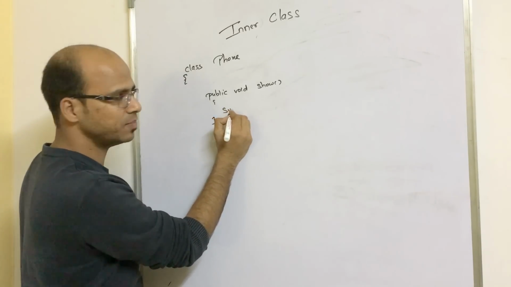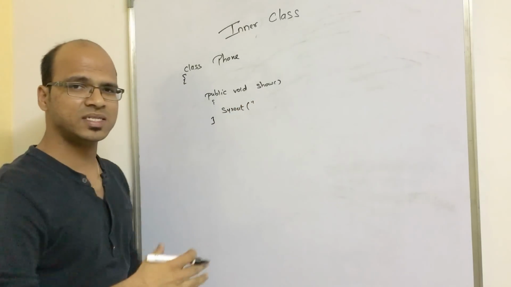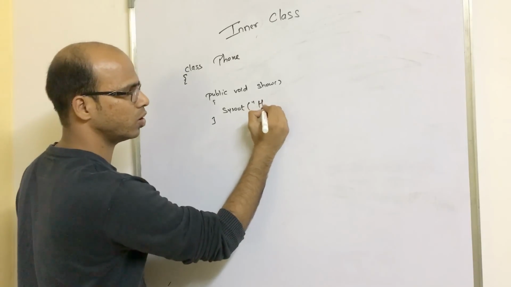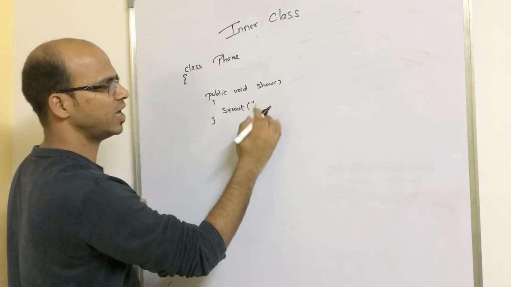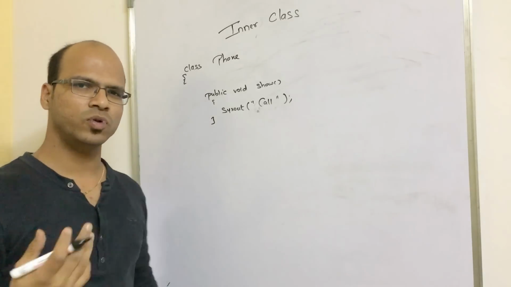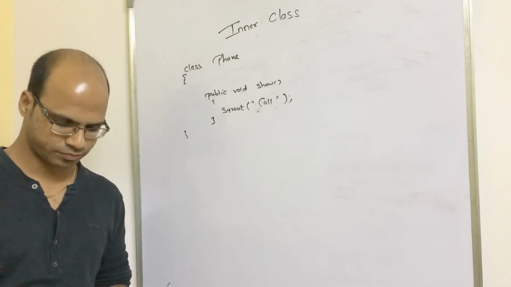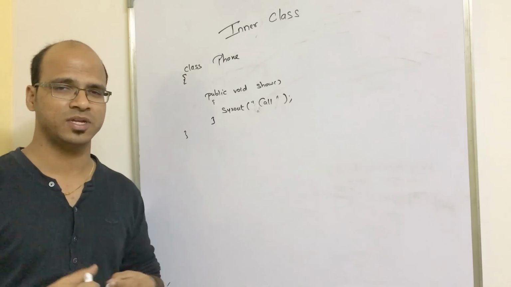print. So I will simply say sysout. I'm a bit lazy to type everything. So I will say sysout and I will print, not hello exactly, this will say I can call. So using phone you can call, of course, right? So we have this show method which prints call.